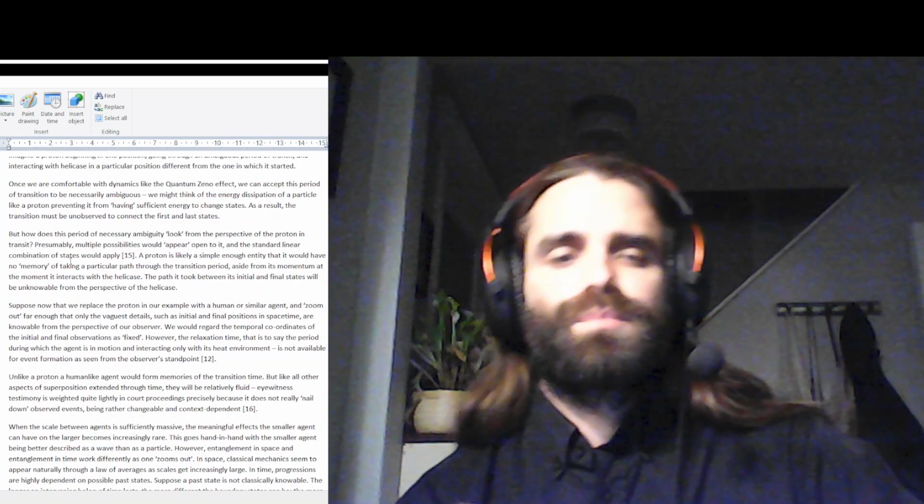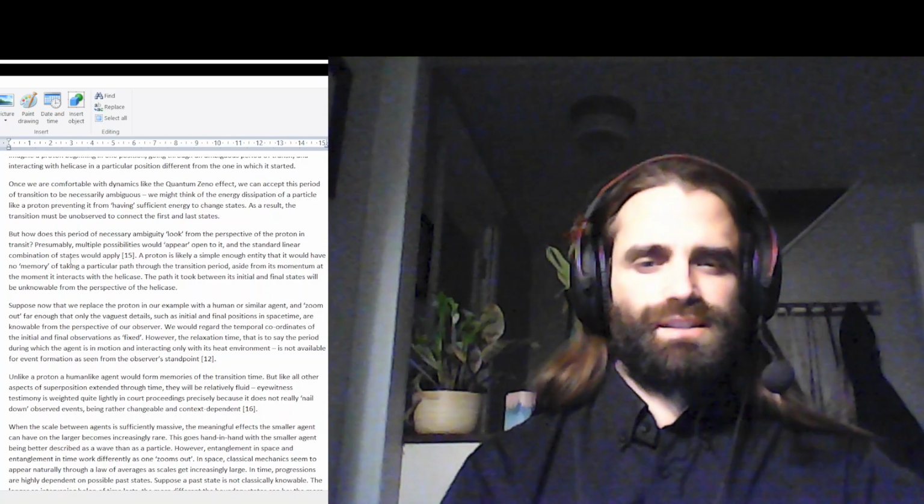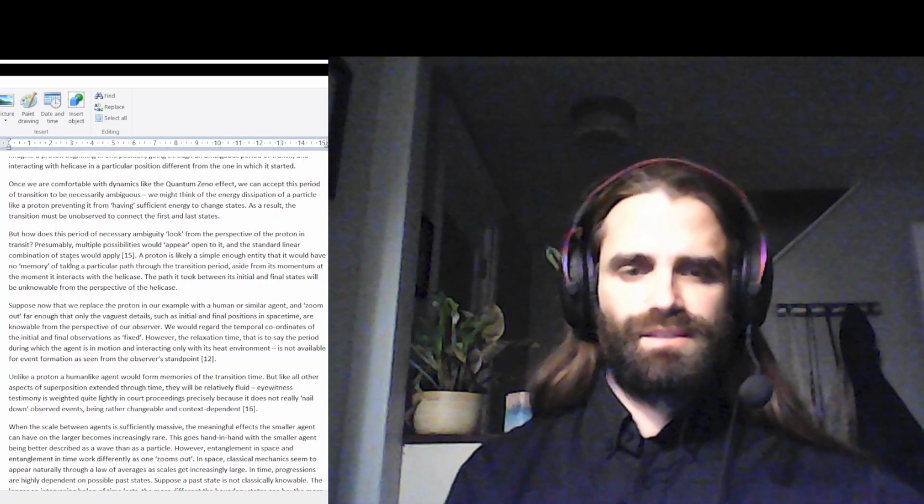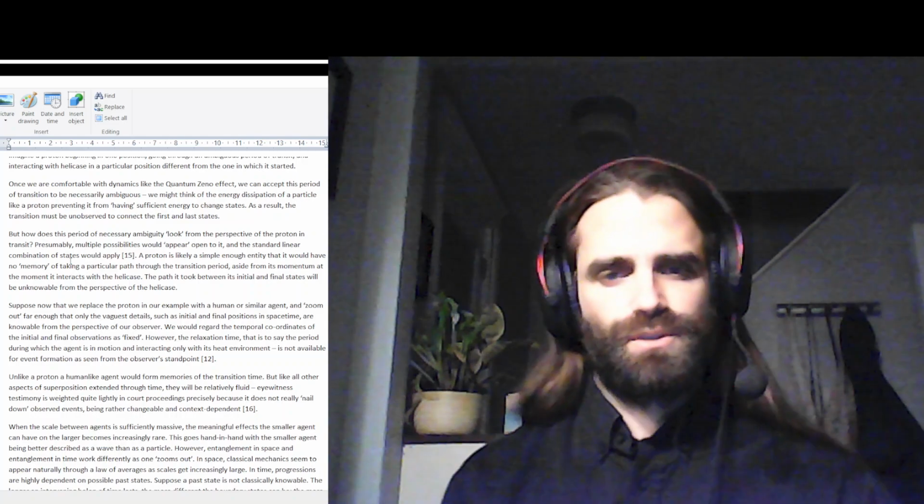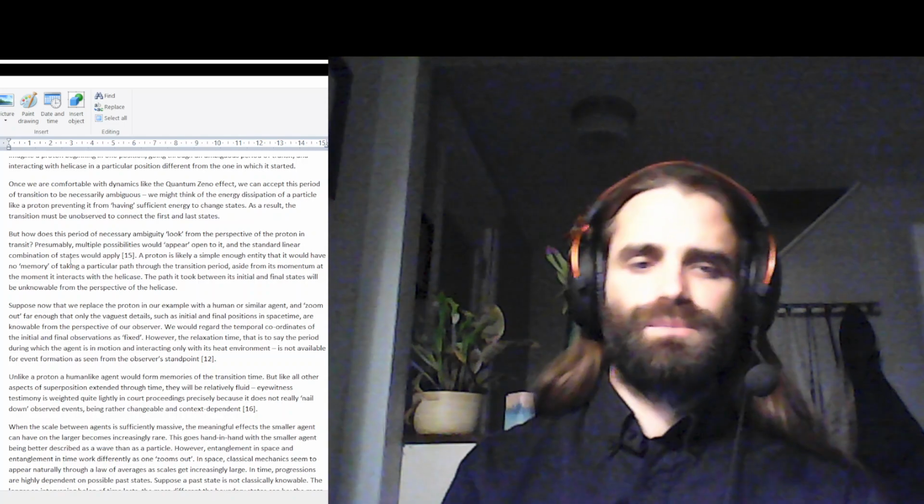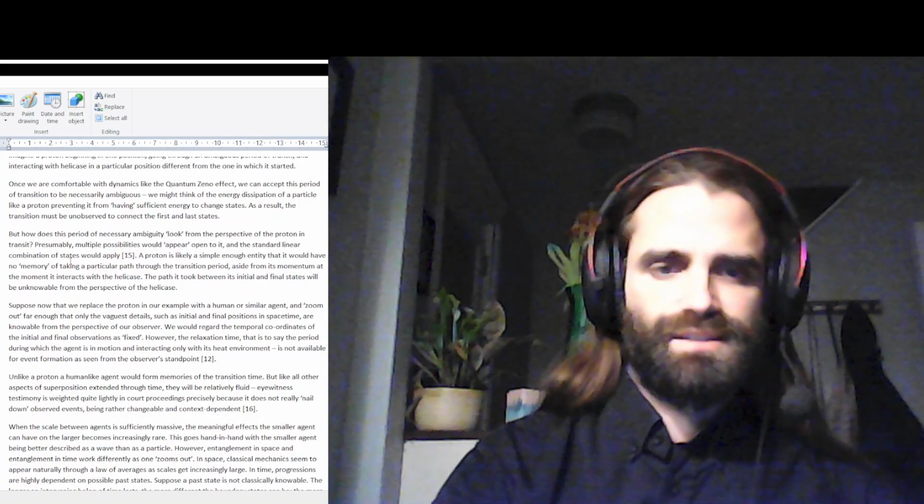So, unlike a proton, a human-like agent would form memories of the transition time. But like all other aspects of superposition extended through time, they'll be relatively fluid. So eyewitness testimony, for example, is weighted quite lightly in court proceedings, precisely because it doesn't really nail down observed events, and it's rather changeable and context dependent, reference 16.